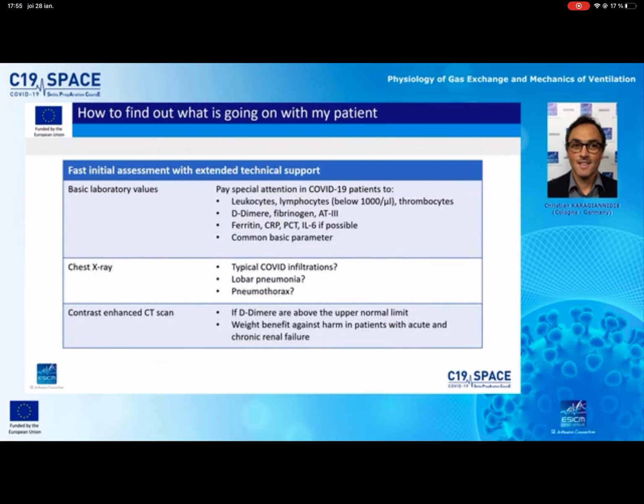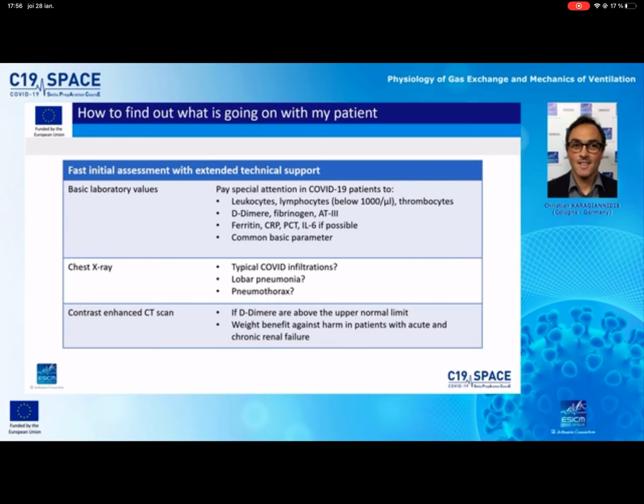If you have some more technical support, of course, it's important in this patient to get some basic laboratory values. And from our experience, it's important to know how many lymphocytes these patients have, the D-dimers, the fibrinogen, and also the antithrombin. And since some of these severely ill COVID patients have this hyperinflammation syndrome, ferritin is also a very important marker besides CRP and PCT and IL-6, if this is possible in your lab, to recognize this syndrome early.